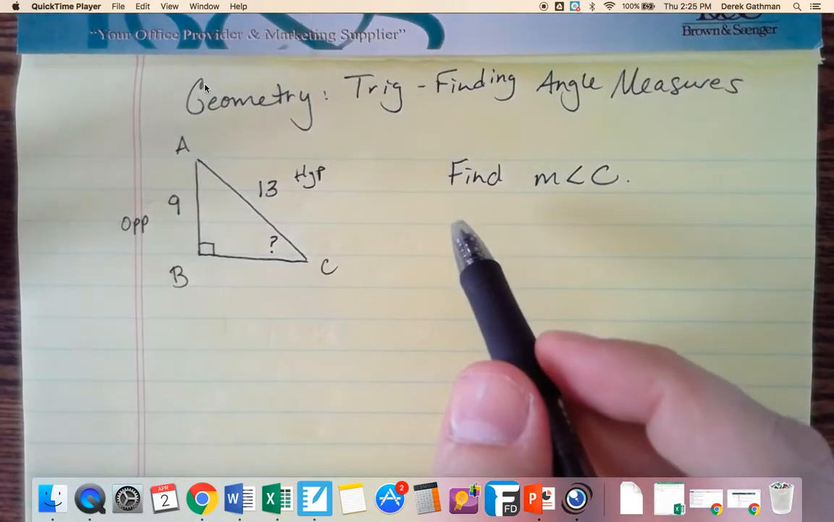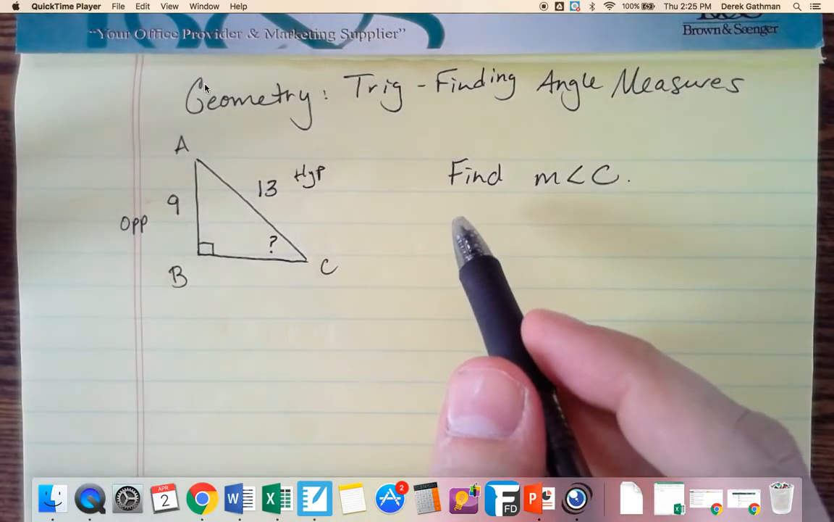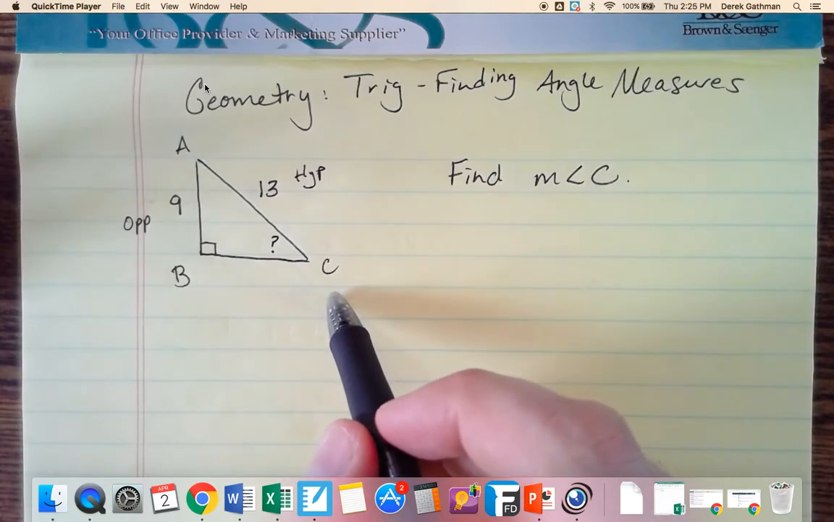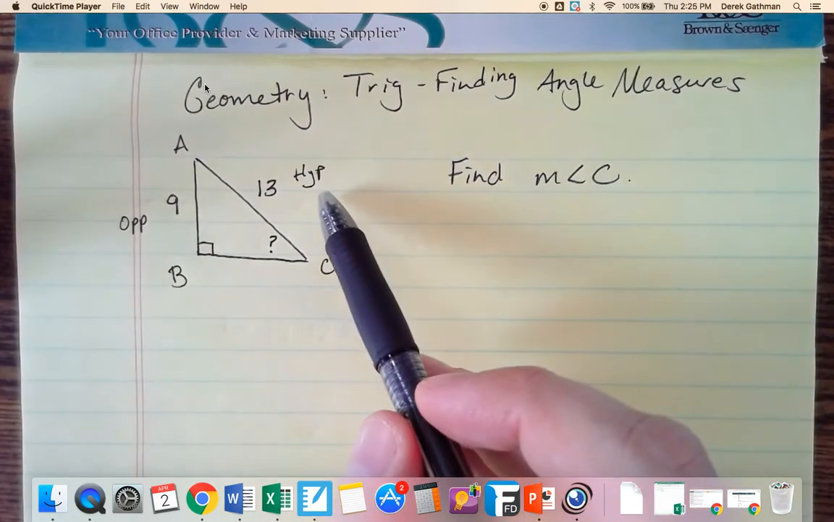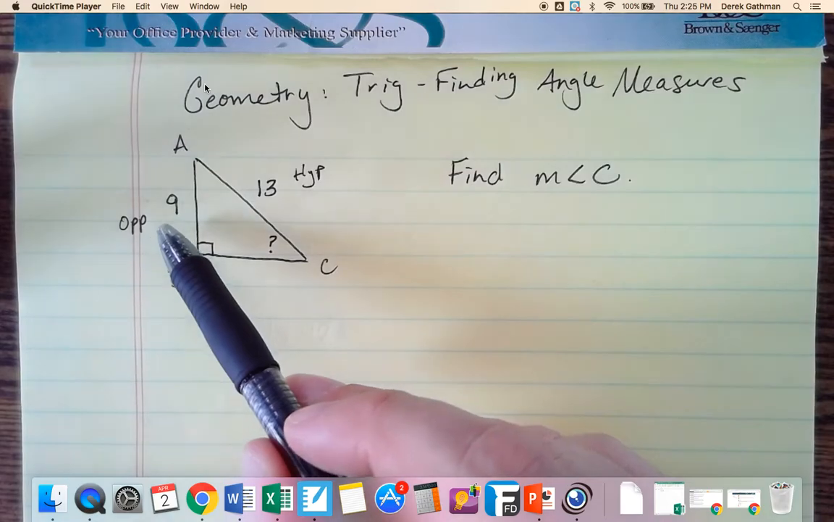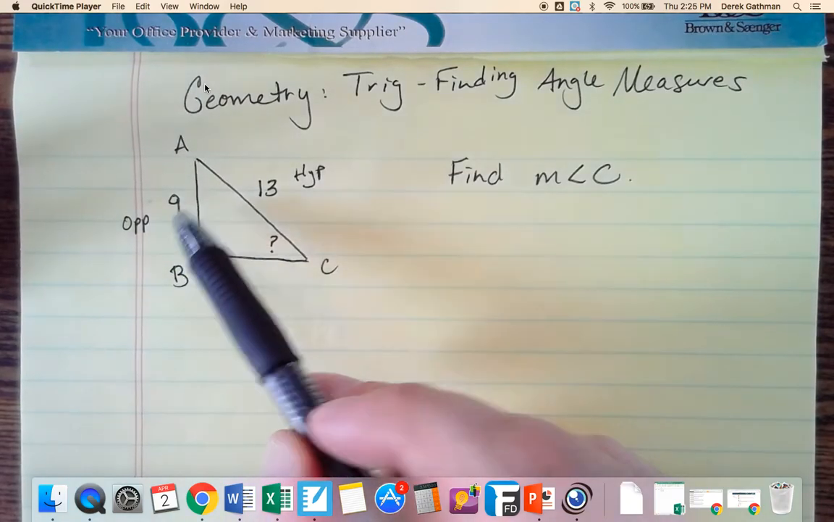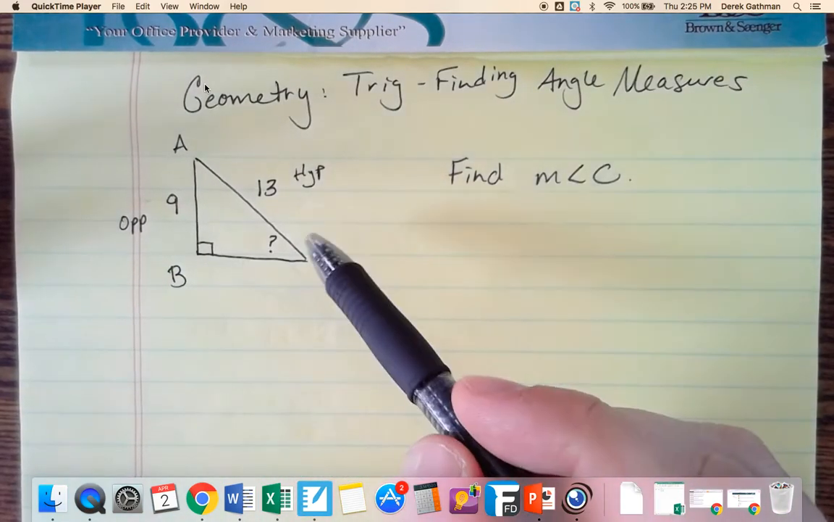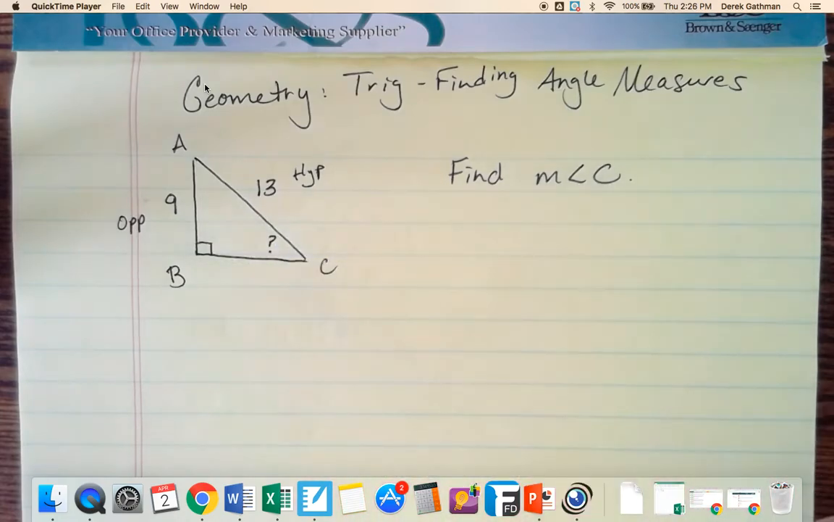Okay, we are going to find the missing angle measure in this triangle using trigonometry. First thing I did is figure out what side lengths I've got. I know that this is the opposite and this is my hypotenuse, so that can help me figure out which ratio I'm going to use.